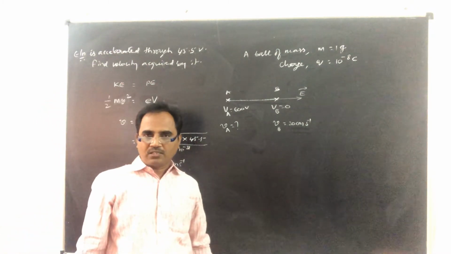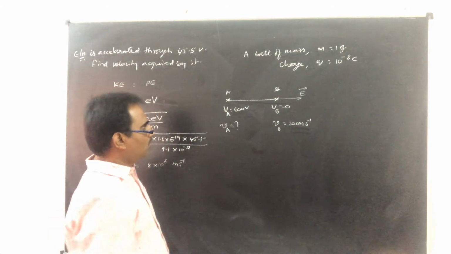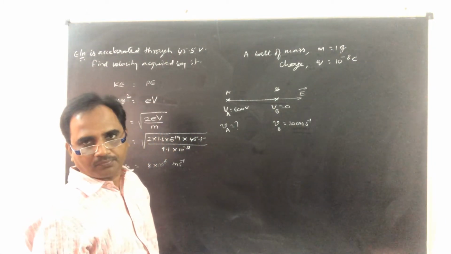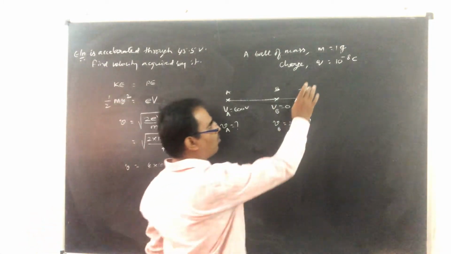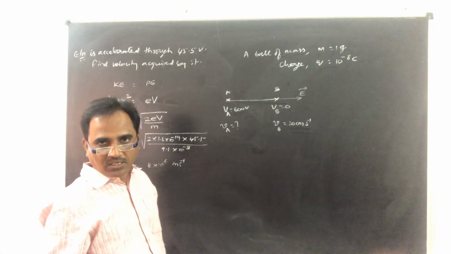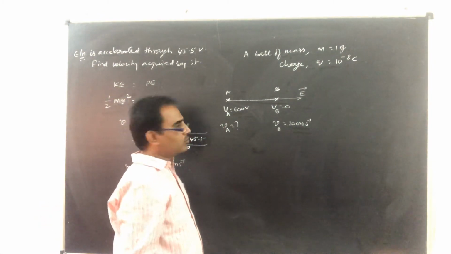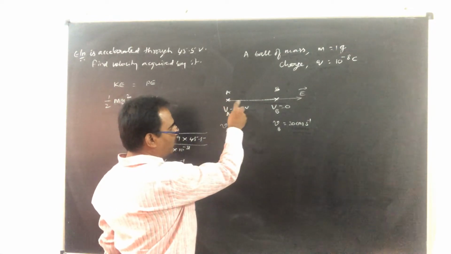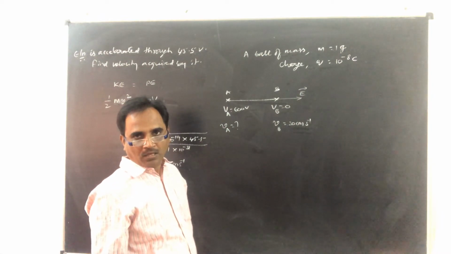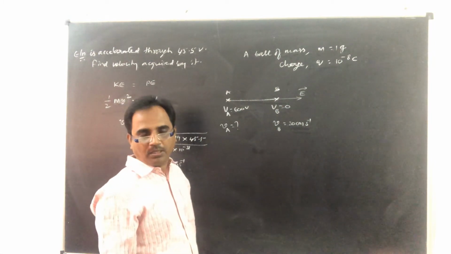So this problem is based on the principle of conservation of energy. When the ball moves from A to B, the total energy of the system will remain the same. Whenever a charged body like this is in the electric field, it has potential energy, and in this case also it has kinetic energy. So the total energy at every point in this electric field is equal to the sum of potential and kinetic energies. So according to the principle of conservation of energy, total energy at A should become equal to total energy at B.